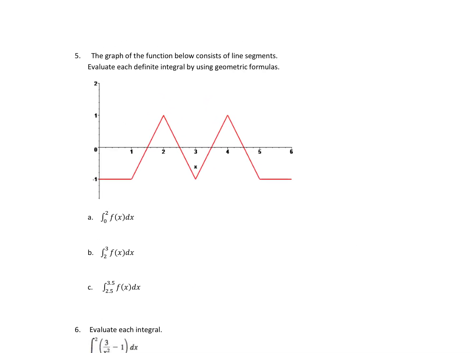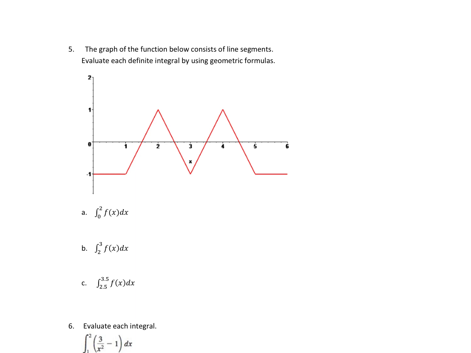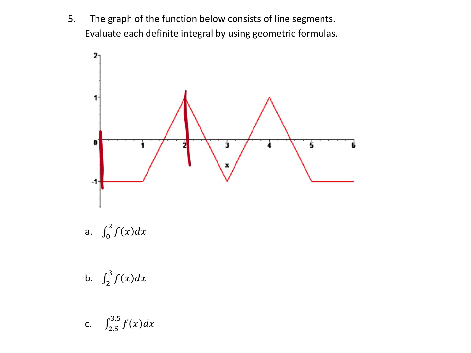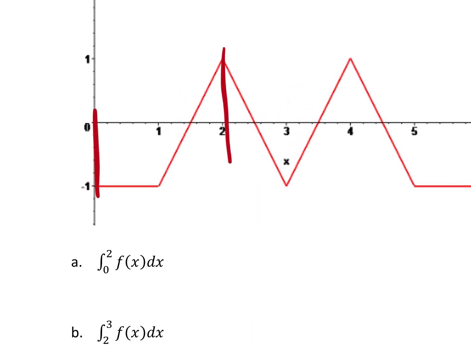All right, for number 5, let's just do A. So from 0 to 2, from here to here, we're finding our area. So we have to use our geometric formulas. We're using this shape here and this shape here.